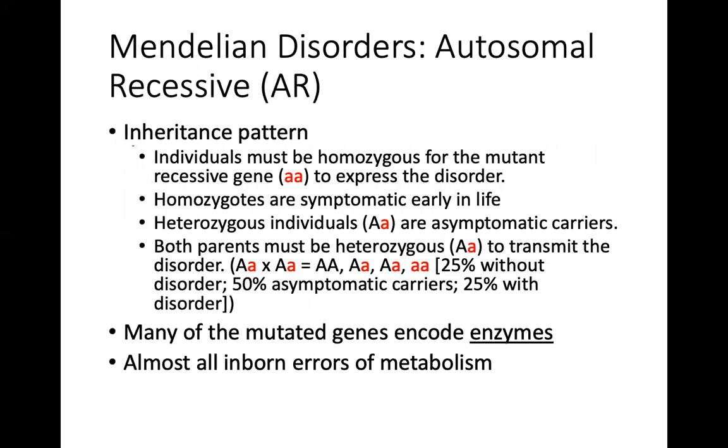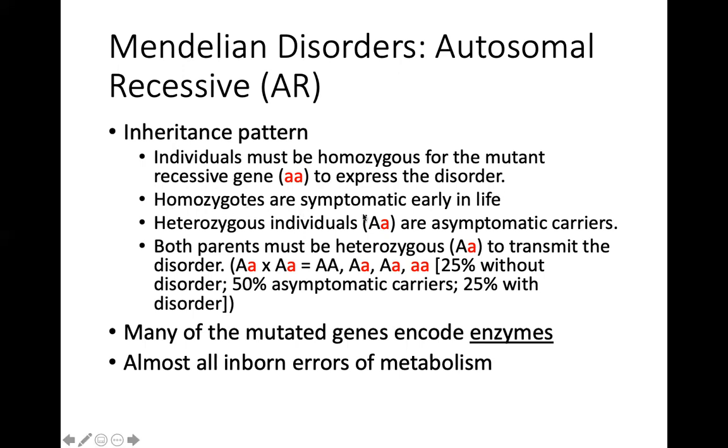First, we're going to discuss autosomal recessive or AR disorders, the inheritance pattern of autosomal recessive. Mendelian disorders can occur both in the autosomes and in the sex chromosomes. This one is autosomal recessive. For a recessive disorder, individuals must be homozygous for the mutant recessive gene for the disorder to be expressed. So you need a double dose: two recessive genes for it to be expressed. Remember that.